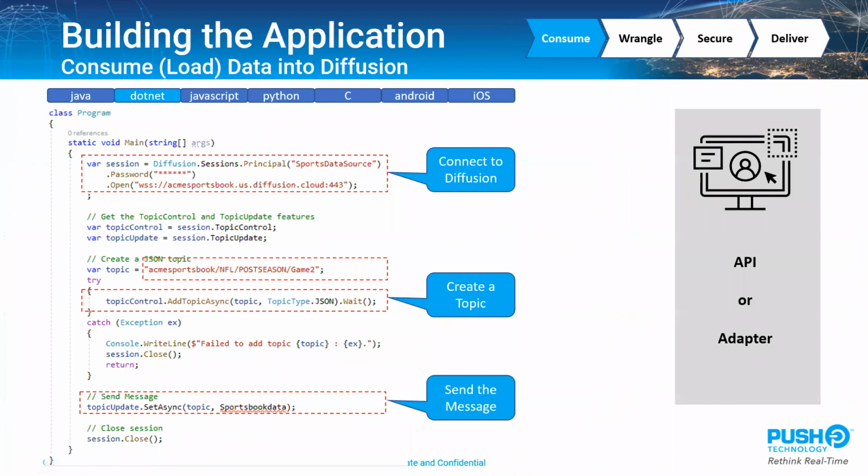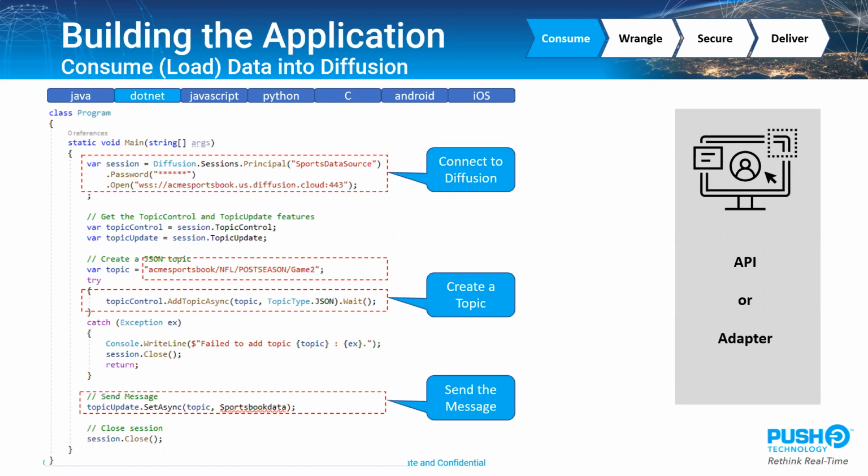So the first step is consumption of that data, loading it into Diffusion. Now, Diffusion has a couple of mechanisms to do this. We have a rich set of APIs. These are intelligent APIs, which have the ability to perform that delta compression just through using the API itself. The APIs are available in a number of different languages, across Java. This example happens to be in .NET, JavaScript, etc.